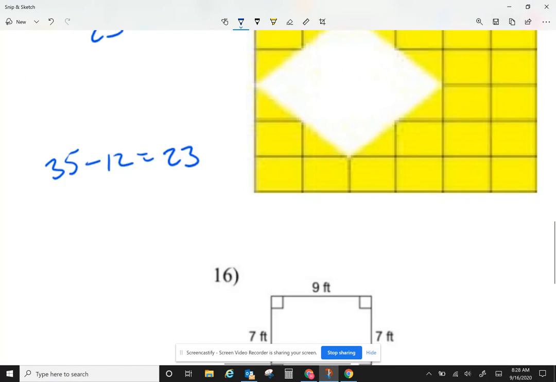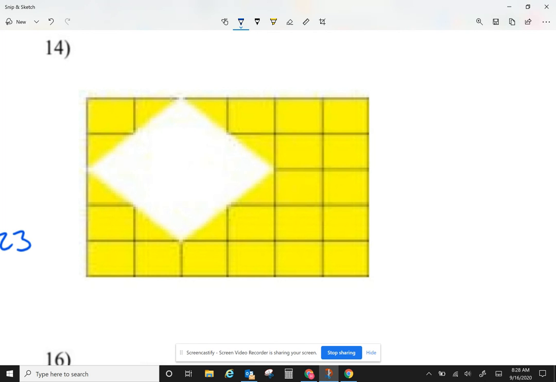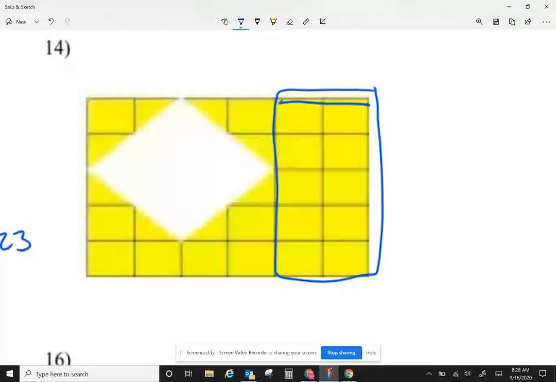Now let's take a look at question number 14. Let me stick with the easy one. Let me stick to just making a rectangle. Here, my measurements are 2, because this way I have 2 squares. Going down, I have 5 squares. So 2 times 5, I'm going to say there's 10 squares there.